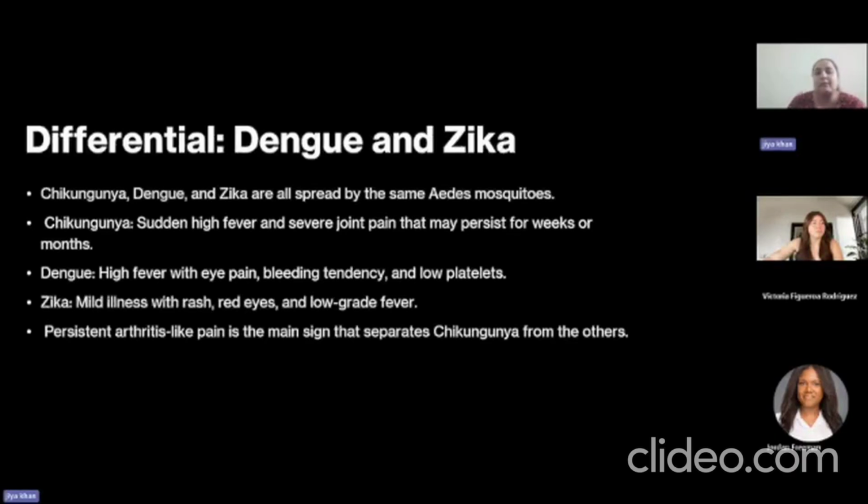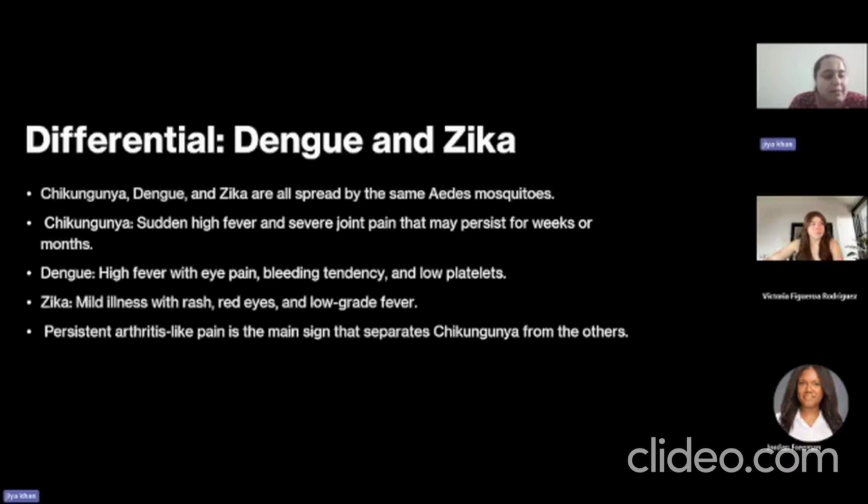In this slide, I will talk about chikungunya, dengue, and Zika. Chikungunya, dengue, and Zika are all spread by the same Aedes mosquitoes, and their early symptoms can look very similar. However, there are key differences between them.